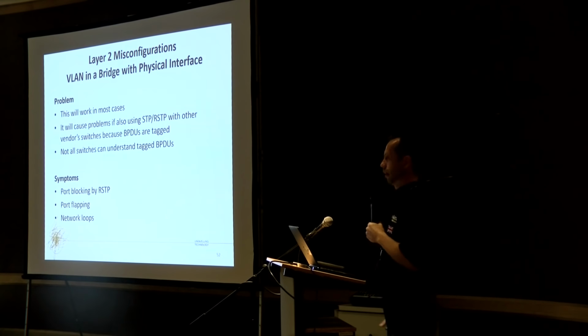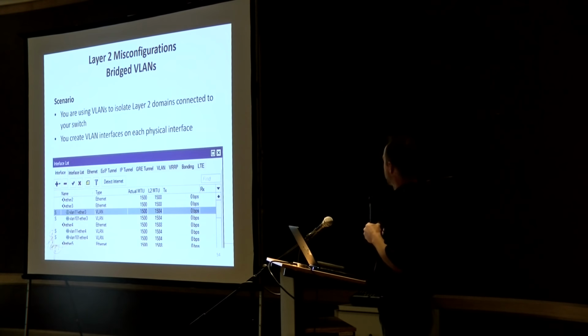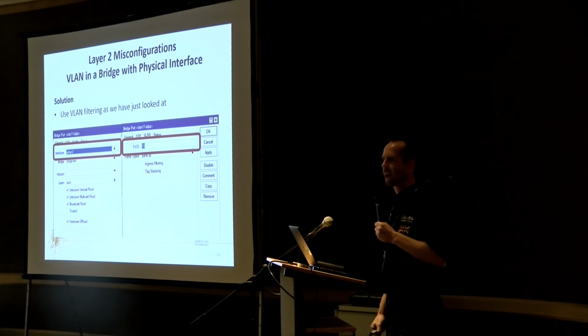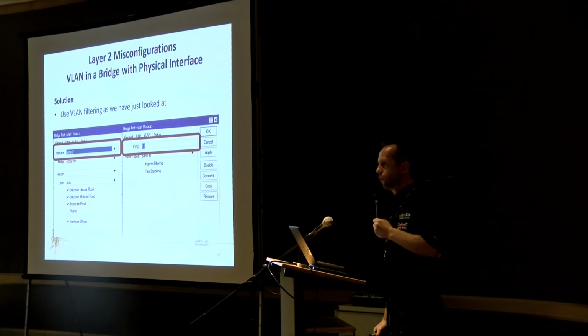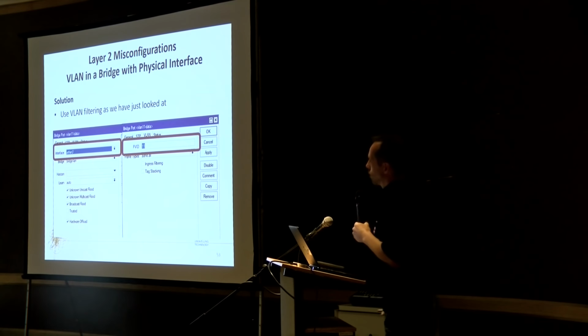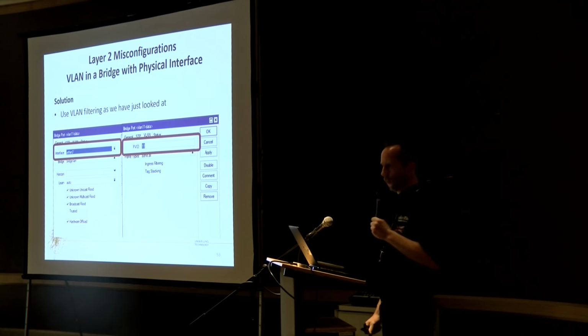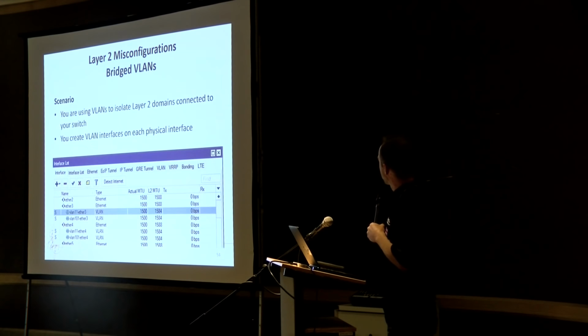The solution, believe it or not, is use VLAN filtering, as we have just looked at, and set the PVID on the interface on the bridge to tag that traffic, but not add a virtual interface into the bridge. And then spanning tree, or rapid spanning tree, which would be my recommendation, use the newer version, works absolutely fine on these switches and going to other vendors' switches on the ones I have tested, fine. Okay?